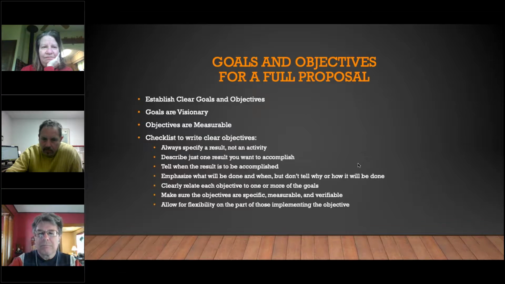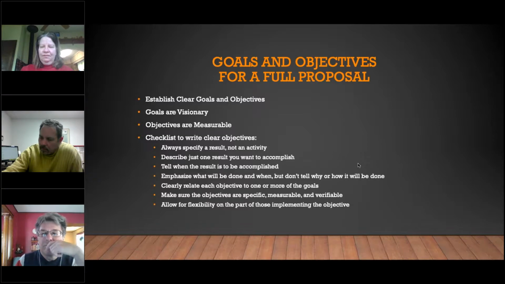So a quick checklist for goals and objectives. Always specify a result, not an activity. Describe just one result you want to accomplish. Tell when the result is to be accomplished, so the time frame. Emphasize what will be done and when, but don't tell why or how it will be done. Clearly relate each objective to one or more of the goals. Make sure the objectives are specific, measurable, and verifiable, and be sure to be flexible.